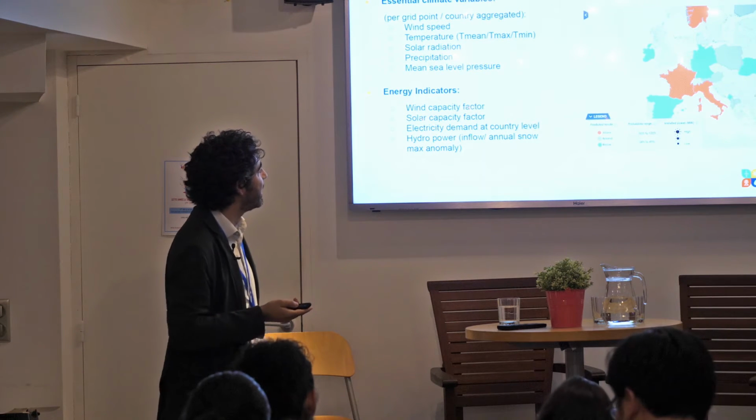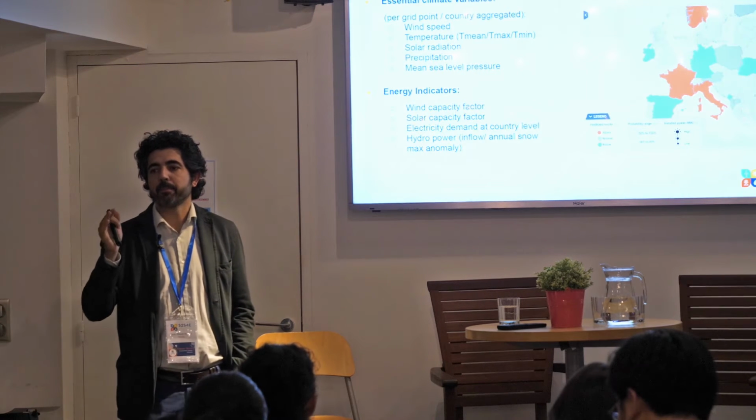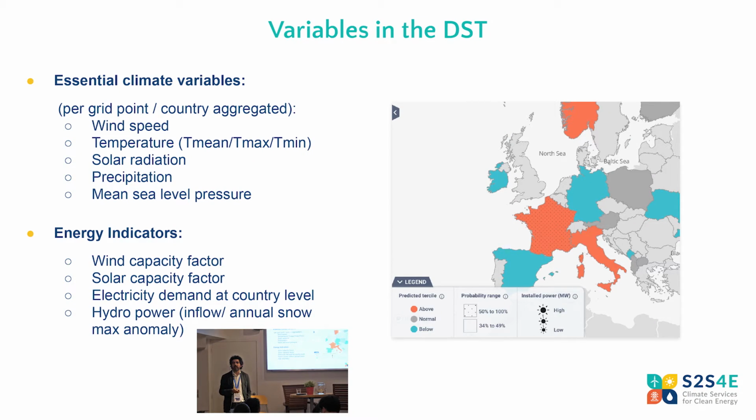Well, so the variables in the DST. I think we have explained it in the beginning and earlier this morning. Just a review: it's important that the variables are at grid point or country aggregated. Basically there are two blocks of variables: the essential climate variables, which are temperature, solar radiation, precipitation, and so on, and the energy variables, which are processed signals, where models behind them directly calculate the energy output at grid level or country level.